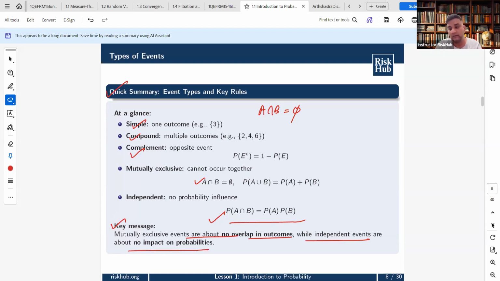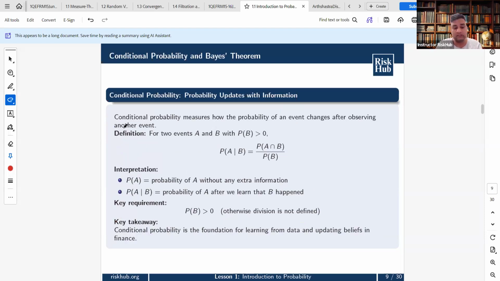your probabilities. Then we get into the next part, which is conditional probability: probability updates with information. This is where probability becomes truly special. We're talking about P(A|B), the probability of A given event B, equals P(A and B) divided by P(B), meaning we first observe B, then update our beliefs about A. Think: before information, probability of A; after information, probability of A dependent on B. This is learning, this is the foundation of Bayesian thinking.